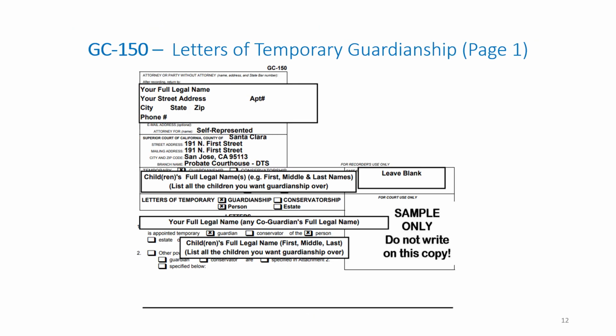The next form is GC-150. This form is called the Letters of Temporary Guardianship. For item 1, in the first blank space, write your name and the name of any co-guardians. Underneath, in the second blank space, write the name of the child or children you are asking to be appointed guardian of. Also check the guardian and person boxes.